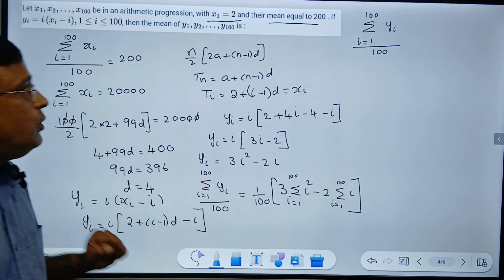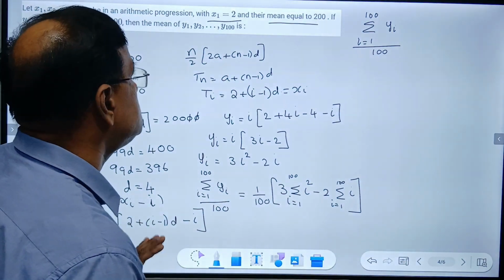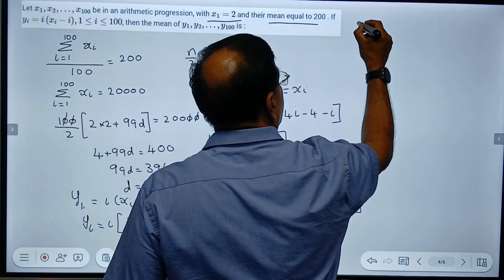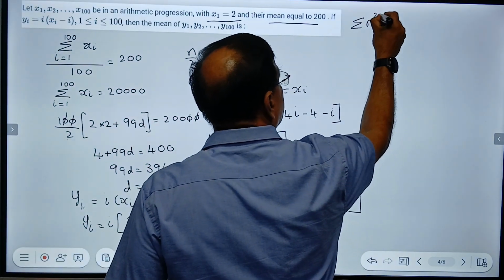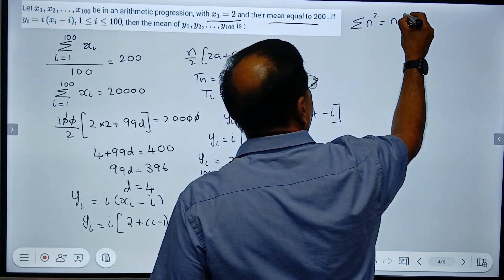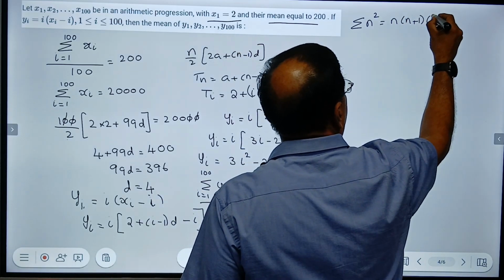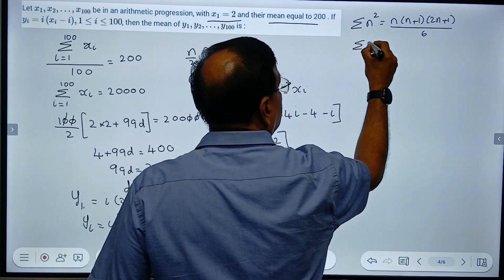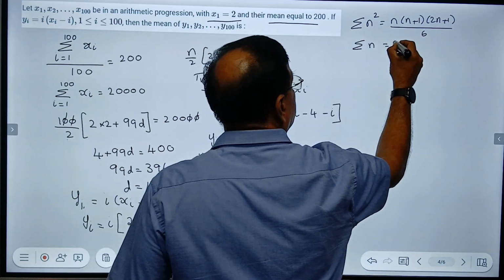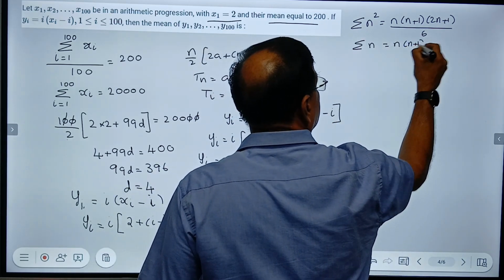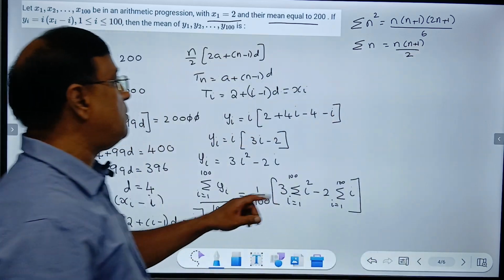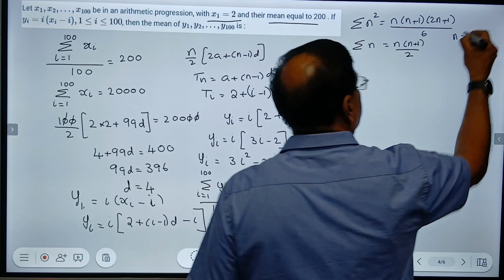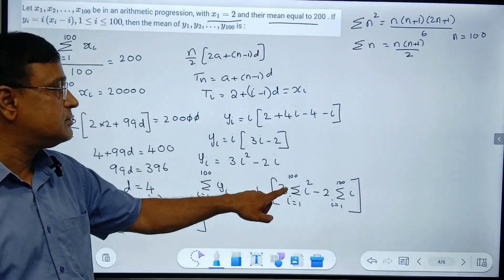Okay. Then you have a formula. Now the formula is, I'll just mention it: sigma n square, the sum of squares of natural numbers, is n into n plus 1 into 2n plus 1 by 6. And sigma n is n into n plus 1 by 2. I'm going to make use of this formula. Here, replace n by 100 because he's asking you to find the sum of 100 terms.